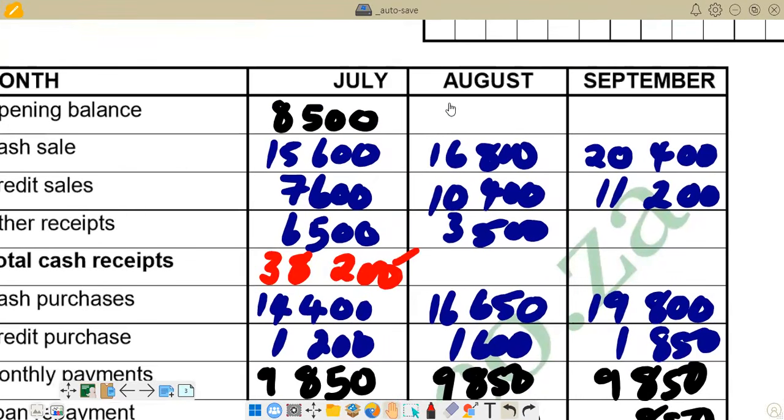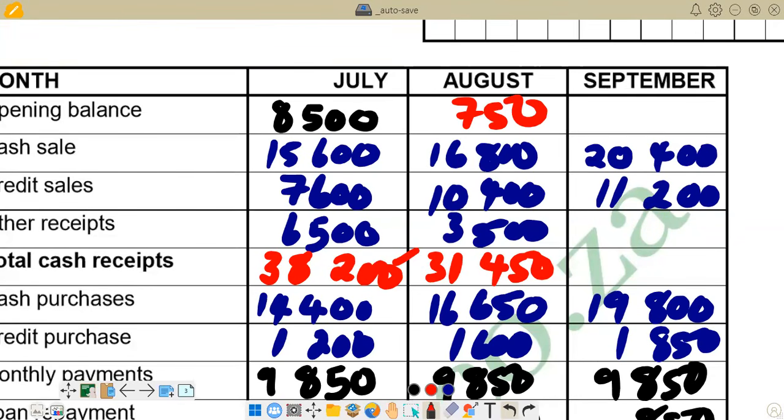So it's going to come again here. So here we say 750. Then to get the total cash receipts here, now we are adding 750 plus 16,800 plus 10,400 plus 3,500. Then we are going to get 31,450. Right. That's our total cash receipts.